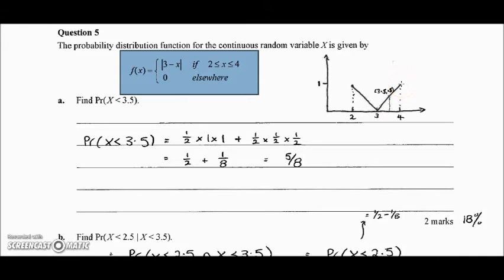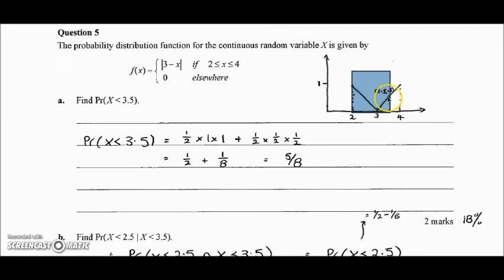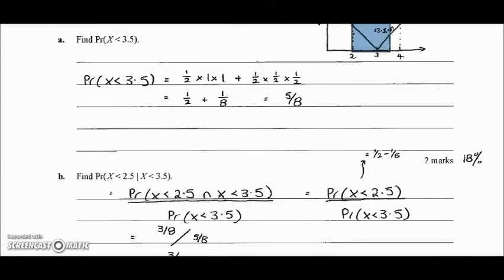So now, any probability that I want to find is just going to be a matter of finding the area underneath the curve, which is just going to be the area of triangles. So the probability that x is less than 3.5, here's the point 3.5 here. We just want that area there, which is the area of that little triangle there, and that triangle there. Now the area of the big triangle is going to be a half times 1 times 1, and the little one will be a half times a half times a half. It gives you a half plus an eighth equals 5/8.